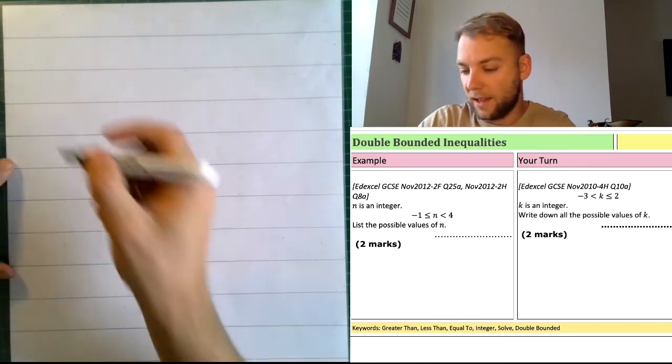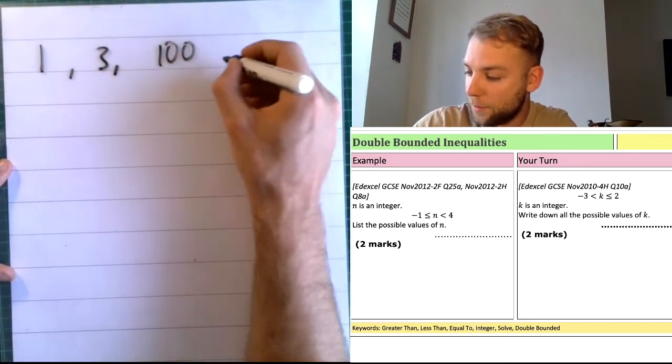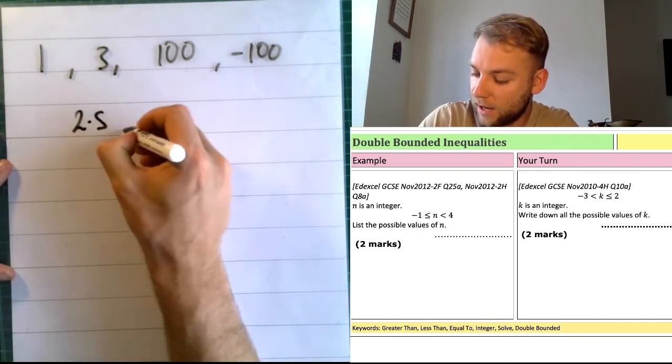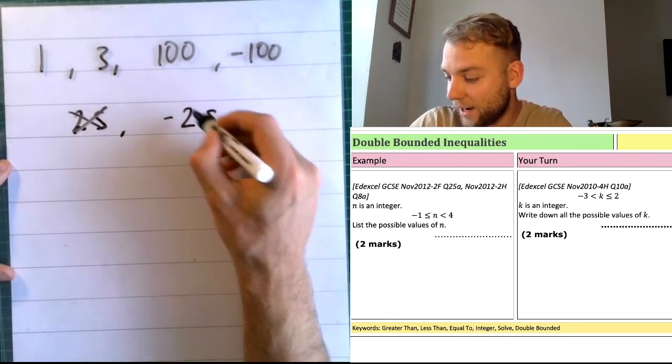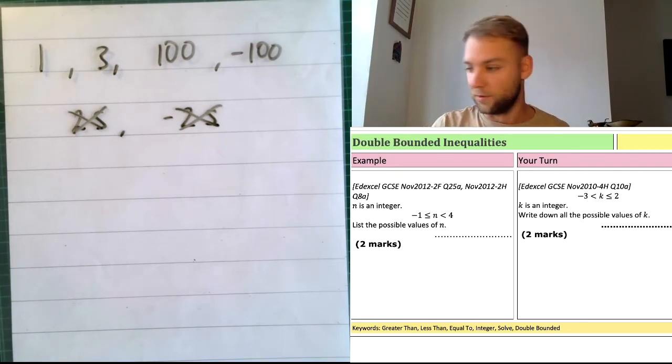So it can be anything. It could be 1, it could be 3, it could be 100, it could be negative 100, but it can't be things like 2.5. It can't be negative 2.5. It has to be a whole number. So it's worth knowing what an integer is first of all.